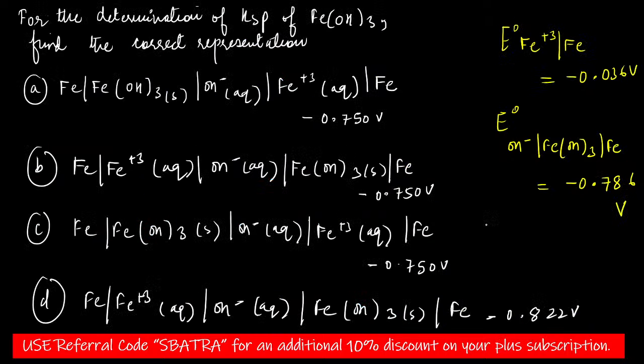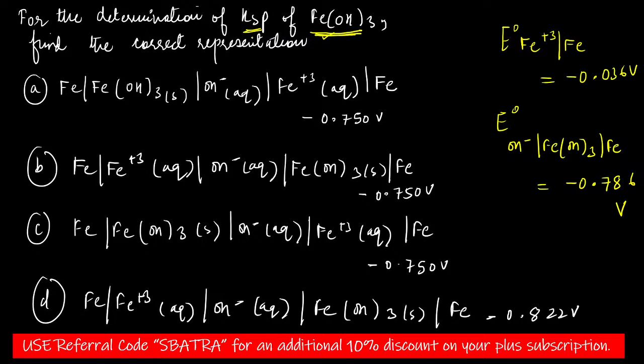Let's take the next question now. Let me just brief you on this question. You have to find the KSP for this particular salt, that is ferric hydroxide. You have to calculate the KSP for ferric hydroxide.